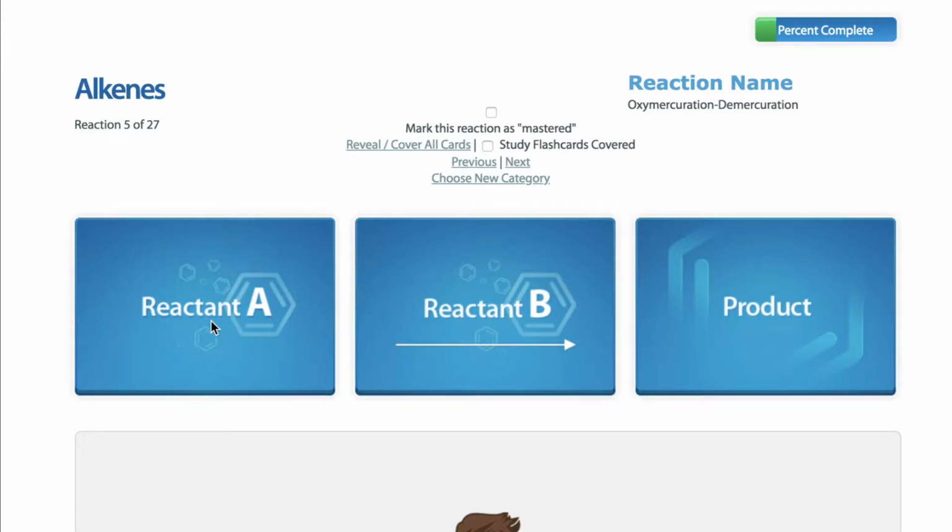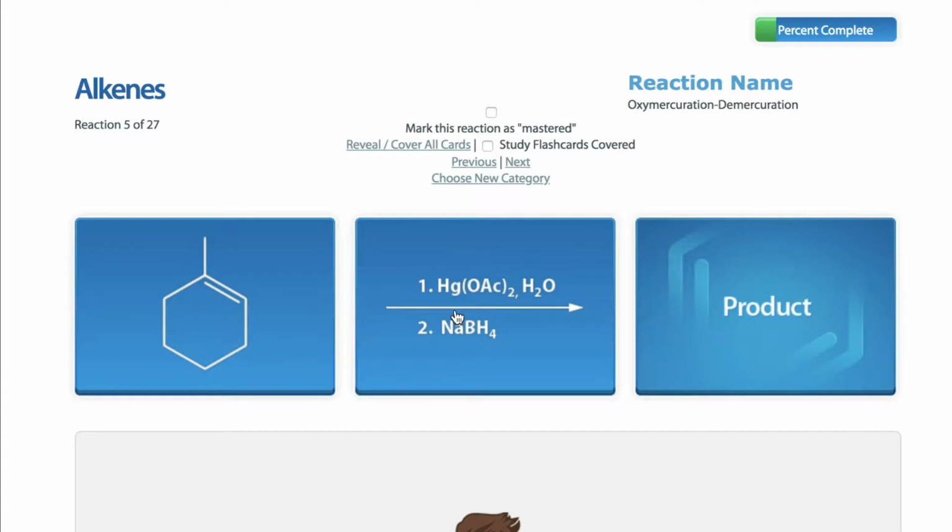Oxymercuration-Demercuration reaction mechanism. In this reaction, an alkene is reacted with mercuric acetate dissolved in water and later worked up with sodium borohydride, resulting in the formation of an alcohol. This reaction results in the hydration of the alkene by essentially adding a water molecule across the double bond.